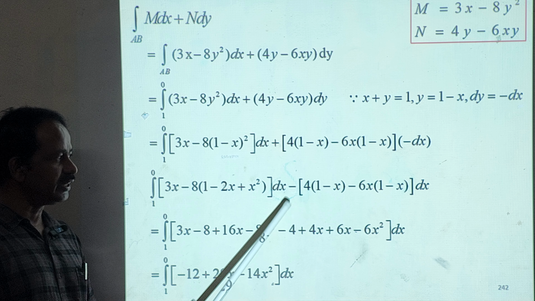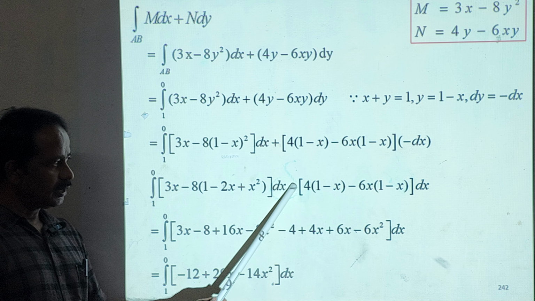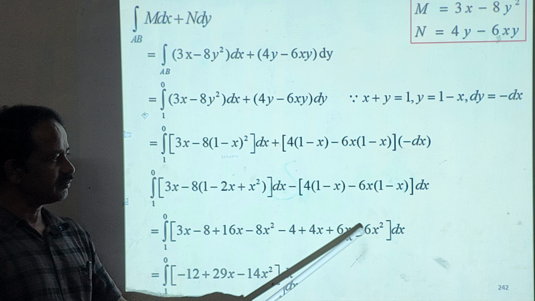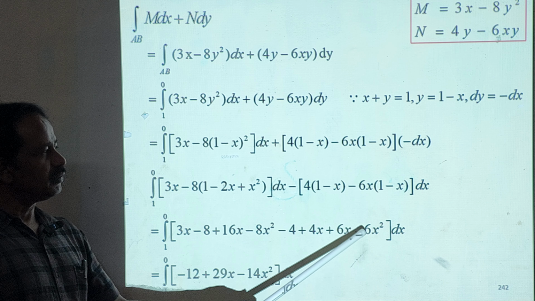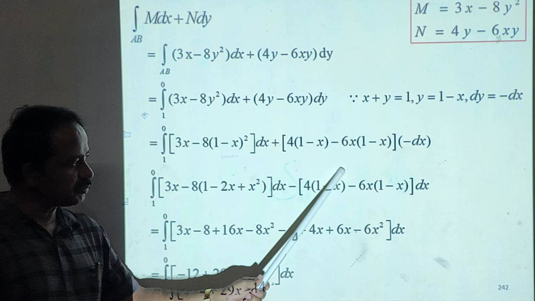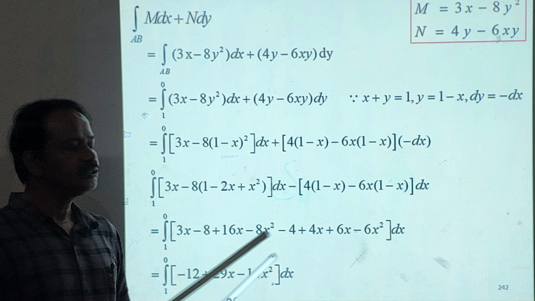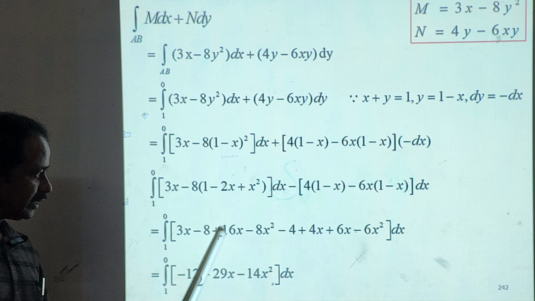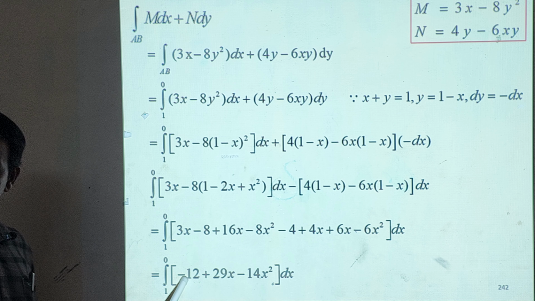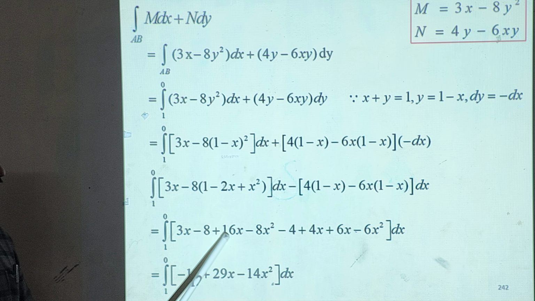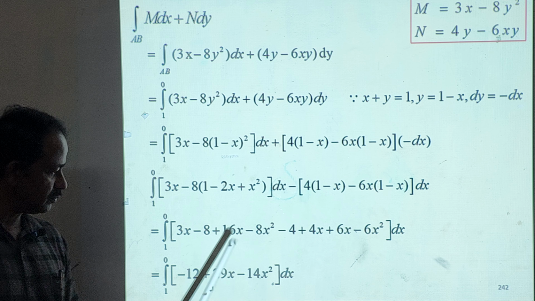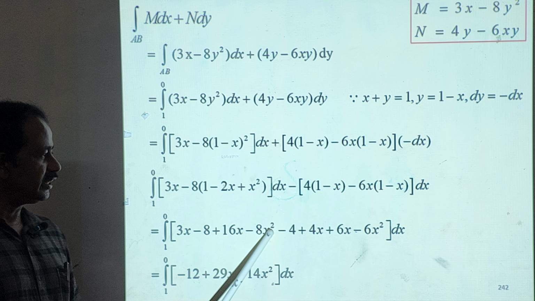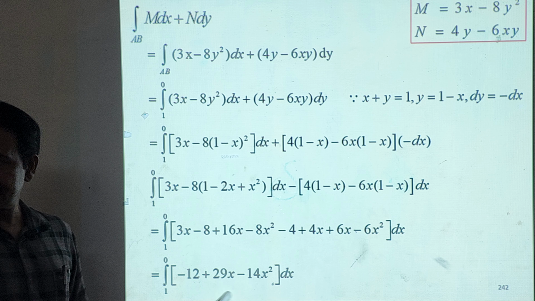So minus 8x squared minus 4, and this becomes plus 4x, and this becomes minus plus 6x, and this becomes minus 6x squared. Minus multiplied by minus, another minus is there. So we have minus 6x squared. So minus 8 minus 4 will give you minus 12. 3x plus 16x plus 4x plus 6x will give you 29x. Remaining minus 8x squared minus 6x squared will give you this.